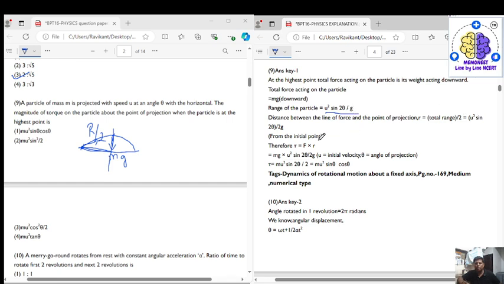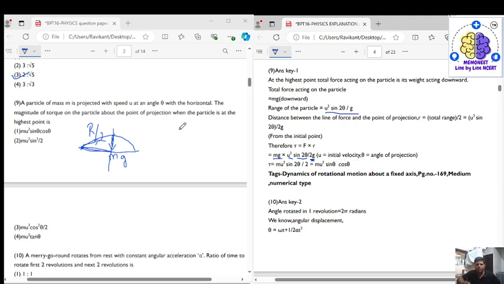The force is equal to mg. So here you can see that torque is equal to mg, which is the force, times the perpendicular distance, u square sine 2 theta upon 2g. Multiplying this, we get tau equals m u square sine 2 theta upon 2, and we can write this as m u square sine theta cos theta.